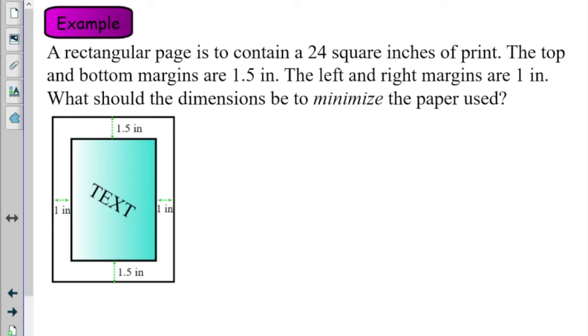And just so we have a naming convention here, I'm going to call this distance here x, and I'm going to call the vertical distance along here y.